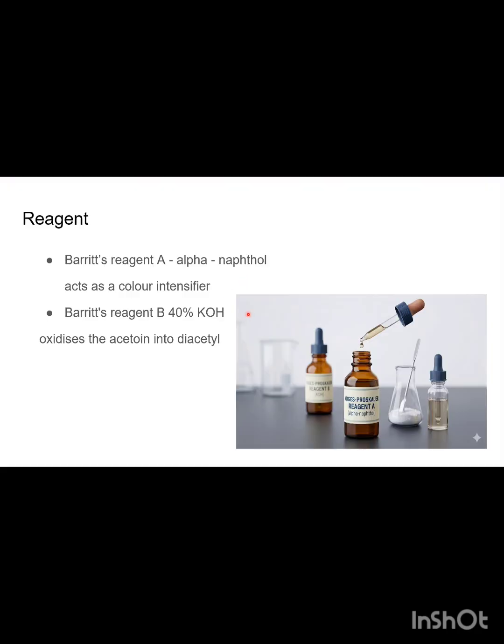Now these are the two reagents. What are those two reagents which we have seen? That is VP reagent A, also known as Barritt's reagent. Barritt's reagent A is alpha naphthol, which acts as the color intensifier. And Barritt's reagent B is the 40% KOH, which oxidizes the acetoin into diacetyl compound. You can see the reaction in the previous slide.